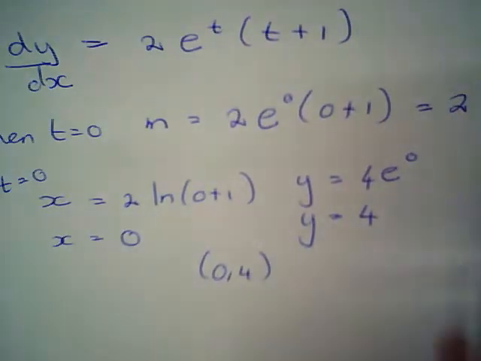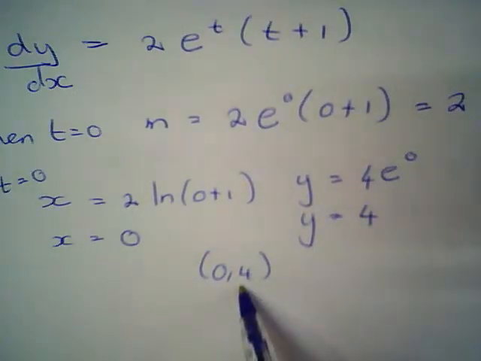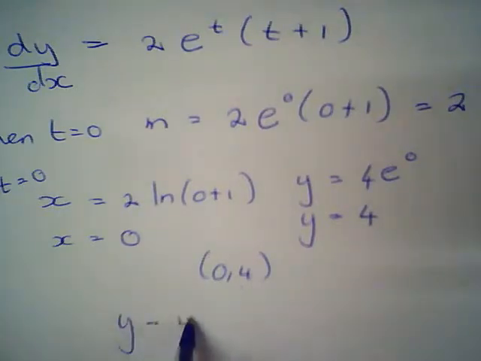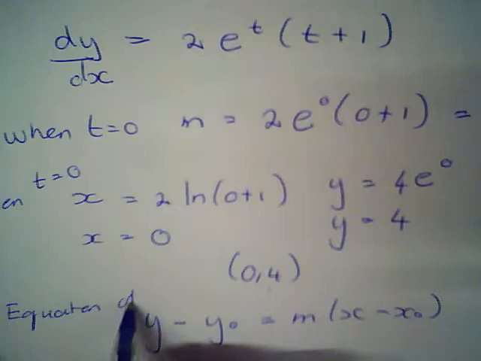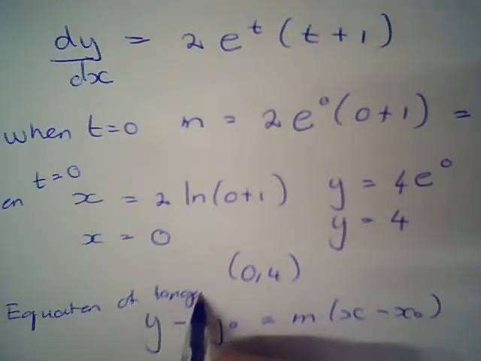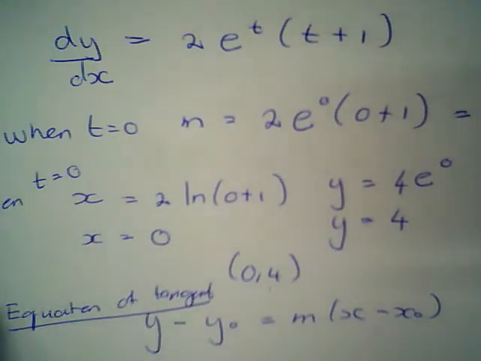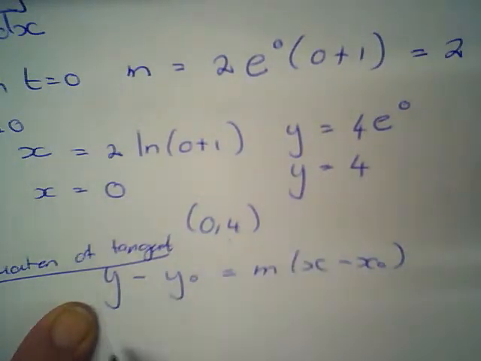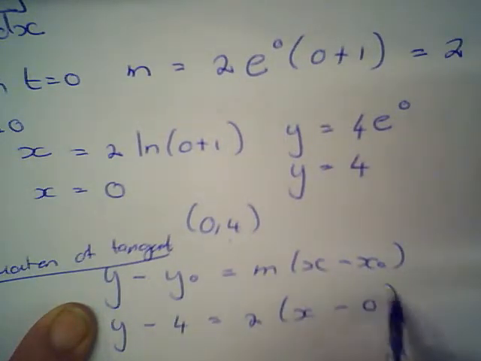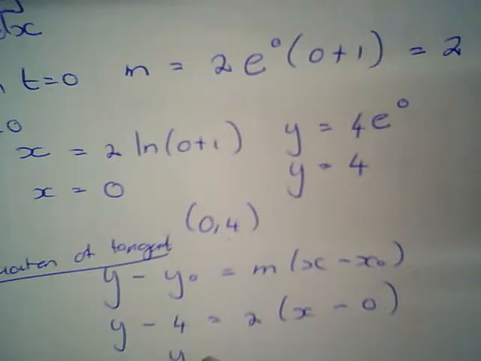Okay, so I've got a gradient. I have a point. We can find the equation y minus y0 equals m(x minus x0). So we can actually write the equation of the tangent. Now substitute those points in. y minus 4 equals 2(x minus 0). That would give me y equals 2x plus 4.